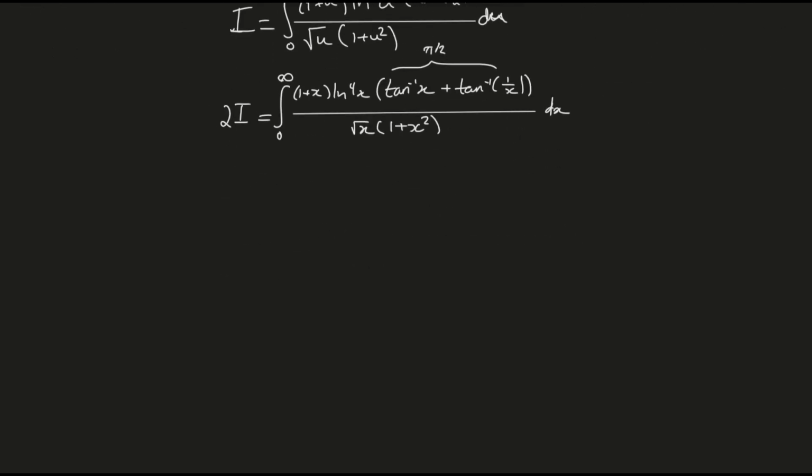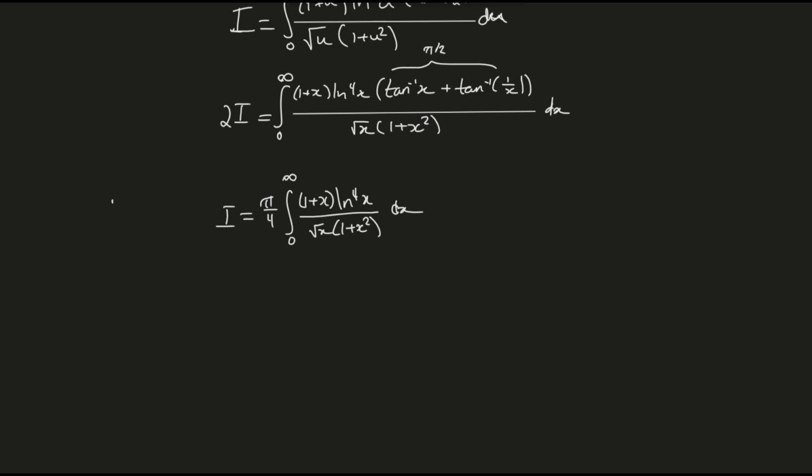Now we can factor out this pi by 2 and might as well divide by 2 on both sides. So I is now equal to pi by 4 times the integral from 0 to infinity of (1 plus x) natural log to the 4th power of x over root x (1 plus x squared) dx. Now this doesn't look much easier, but trust me, it is.